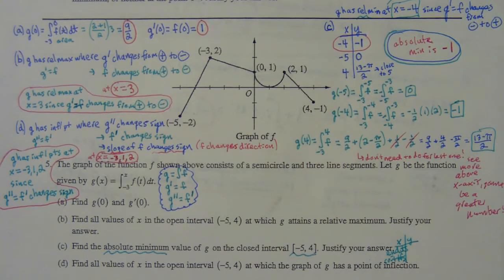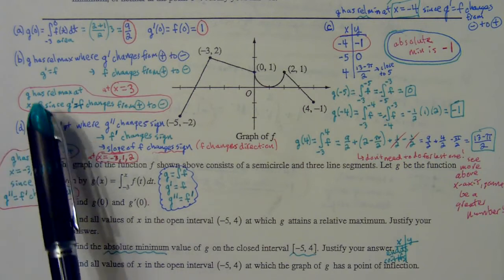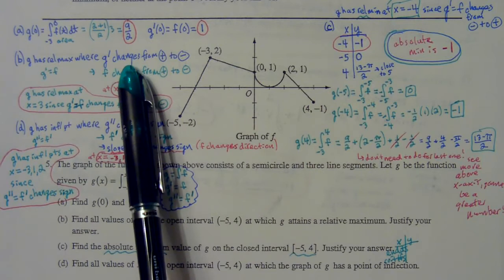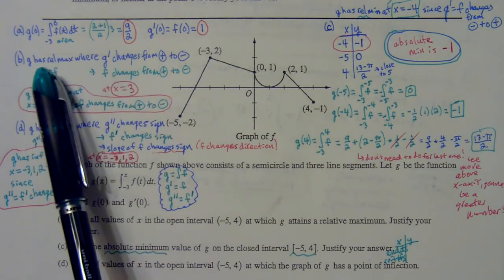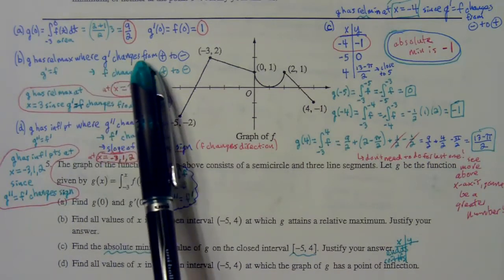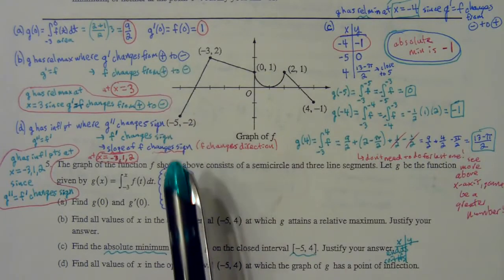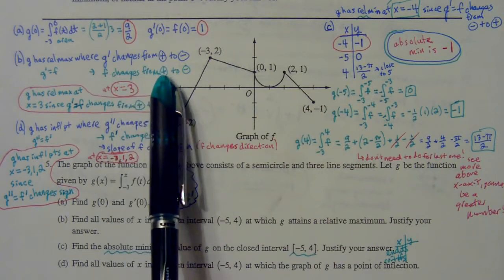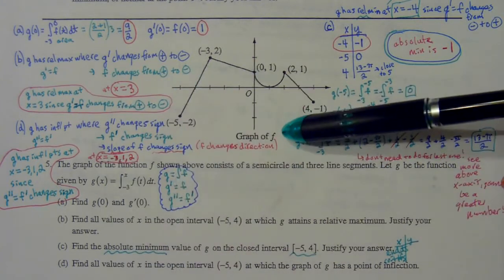Think back to when you made your x, y, y prime chart: what made it a maximum? Look at that y prime row. If your y prime switched from plus to minus, that means our original function went from increasing to decreasing, and that would have been a relative max right there. So I jotted down pretty much the justification for myself in these problems, or I try to talk myself into getting the right answer. I put down first, g has a relative max where g prime changes from positive to negative. And then since g prime is equal to f, that's where f changes from positive to negative. And that's when we're looking at the f graph.